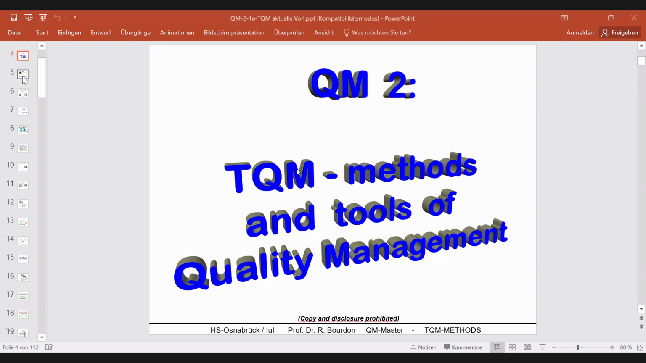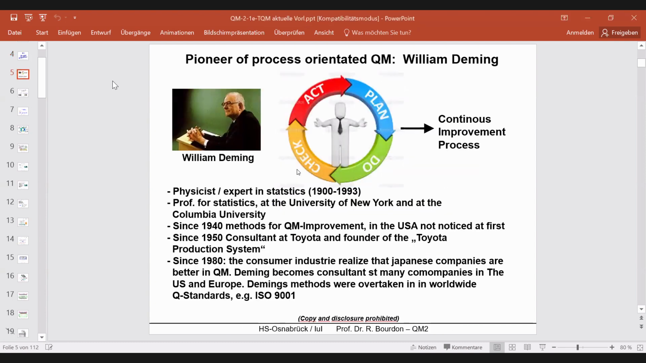Okay, the beginning of total quality management was William Deming, a physician and an expert in statistics in the US. He was a professor of statistics in New York, at Columbia University, and he developed methods for QM improvement in the USA. These methods were not so much noticed at first, but later on in the 50s, 60s, 70s, he was a consultant for Toyota in Japan and founder of the Toyota production system, which was very successful.